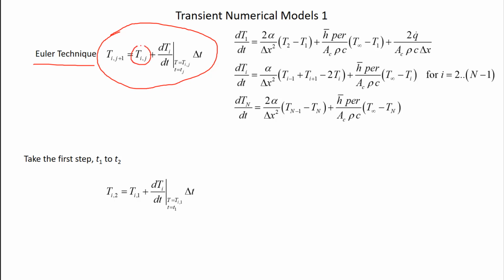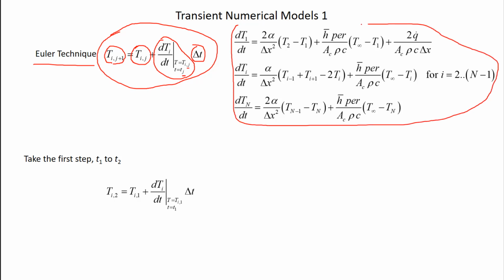Here's all my temperatures at the beginning of the time step, which I know. I'm going to use them to predict the temperature time derivatives at the beginning of the time step. So you can see here there's a j, and time is a j. And I'm going to multiply them by delta t, and that's going to give me the temperature at the end of the time step. And so all I've got to do is take my state equations for whatever problem I'm working on. These are the state equations for this problem, and plop them into here. And that's what Euler's technique does, right?